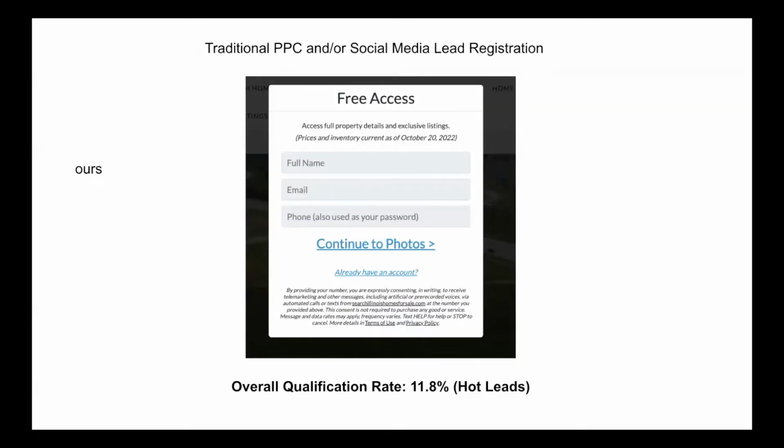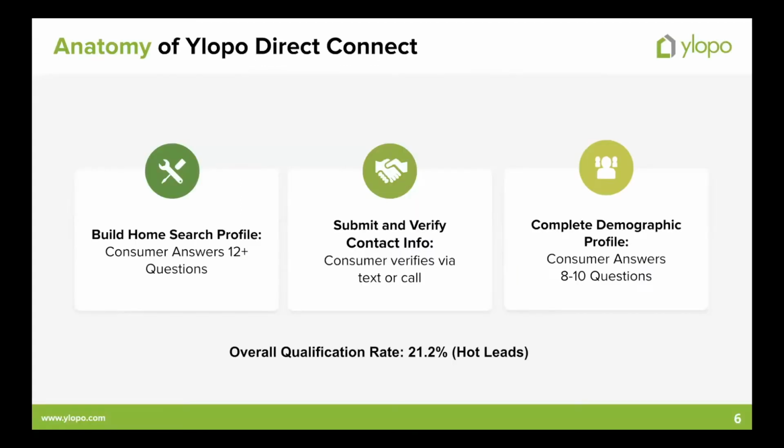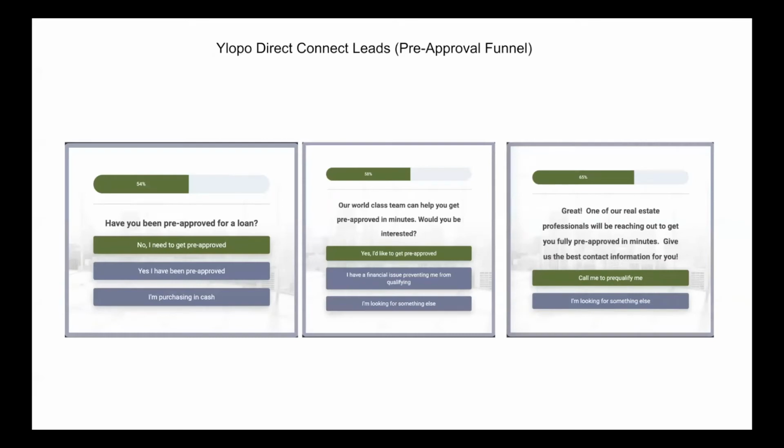So, to emphasize this point, a traditional PPC registration form or social registration form is very straightforward. This is one from one of our competitors. We get your name, email address, and phone number. That's considered a lead, right? In Ylopo registration world, we are taking this consumer down a couple of different branches.